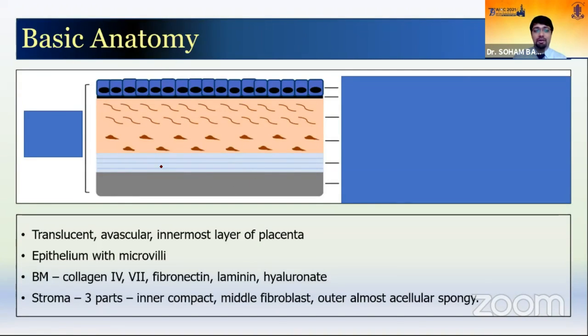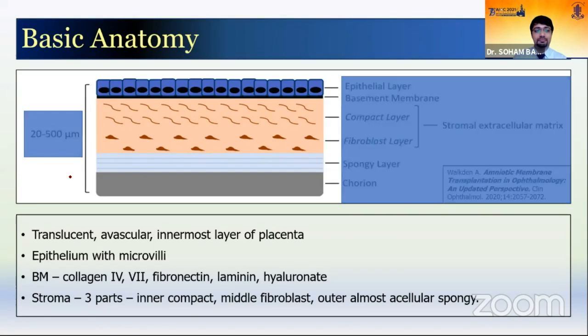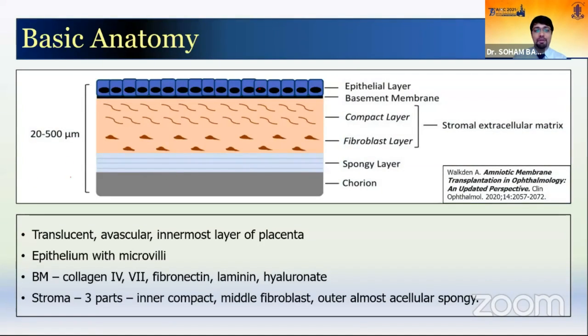If you look at the basic anatomy, and if I wasn't labeling this, you would mistake this to be a corneal histology. However, this actually is what the amniotic membrane microscopically looks like. It has an epithelium, then the basement membrane, which is collagen-wise very much similar to the cornea. Then there is a three-layered stroma, which has the compact layer, the fibrous layer, and the outermost spongy layer. This is where the fetus is, and this is where the maternal side is.